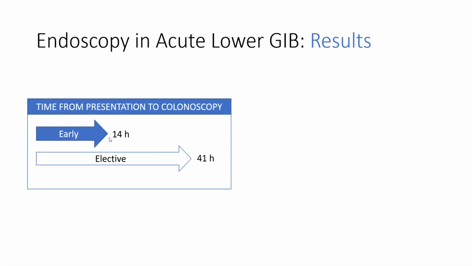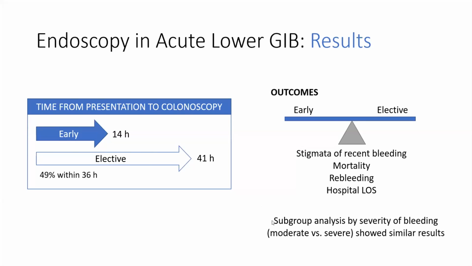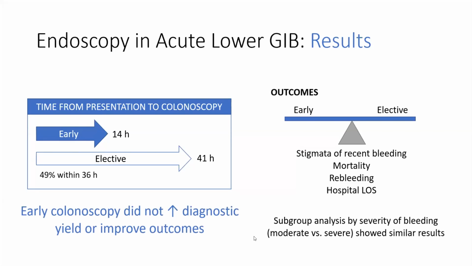In the early group, people received colonoscopy on average 14 hours from presentation, and in the elective group, about 41 hours. But notably, about half of patients still received their colonoscopy within 36 hours, so relatively early. And they found that there was no difference in the stigmata of recent bleeding, mortality, rebleeding, or hospital length of stay between the two groups. A subgroup analysis based on the severity of bleeding showed similar results. From this, they concluded that early colonoscopy did not increase diagnostic yield or improve outcomes.